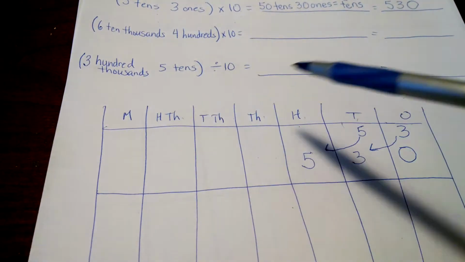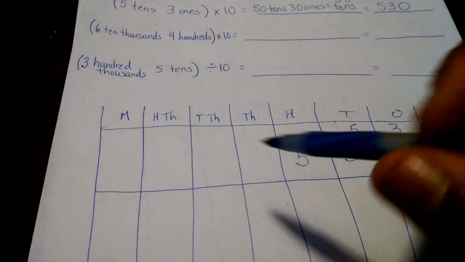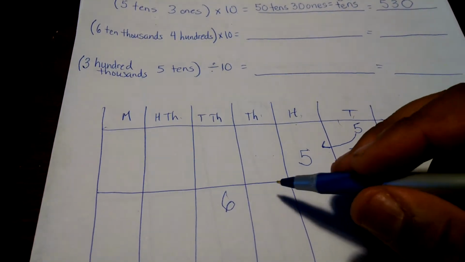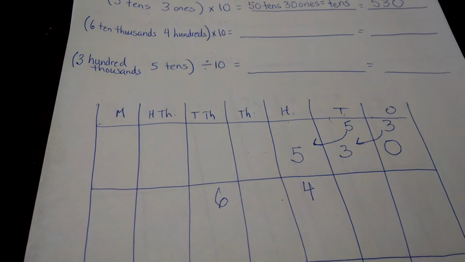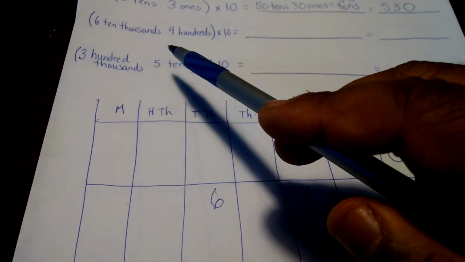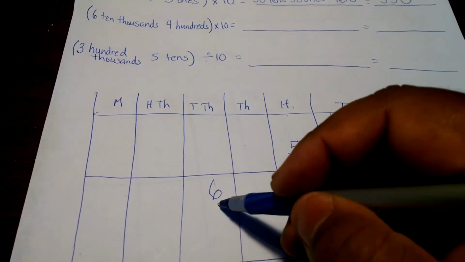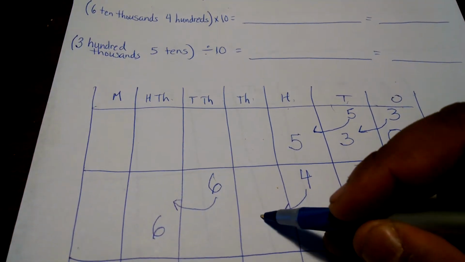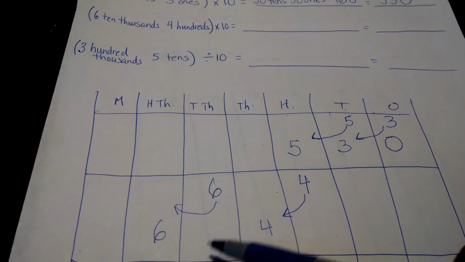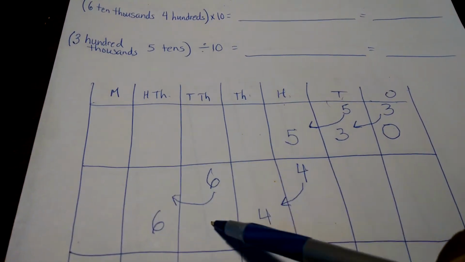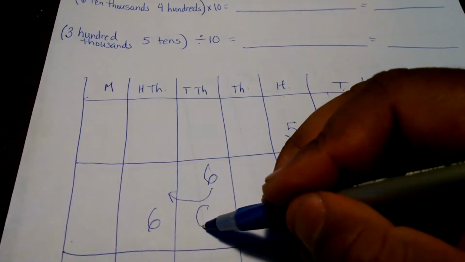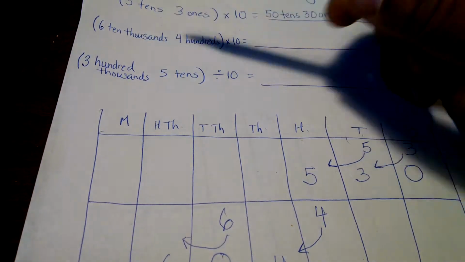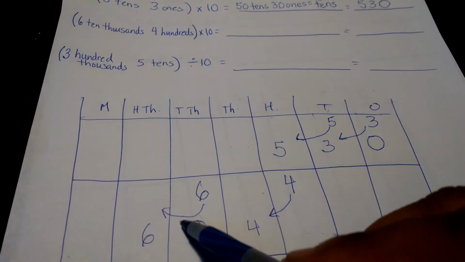All right, now what if you have a larger number and the digits are not connected? Here I have 6 10,000s. So I'll find my 10,000s place, which is right here. And 4 hundreds. Here's my hundreds. I'm going to multiply by 10, so the digits shift one place. Now, what happens to these extra spaces? Well, there's a placeholder. So I can write 60 10,000s.